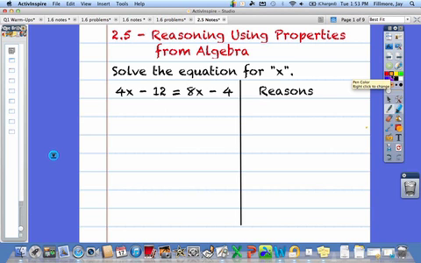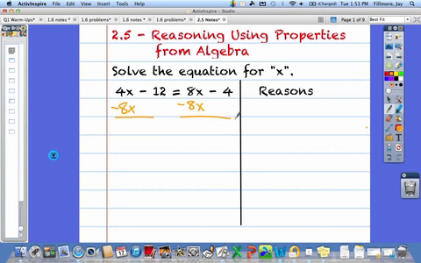So, first of all, let's start by solving the equation for x, and we're going to end up giving reasons or justification backing up what we did for why we did it. So here, to get x by itself, I'll start by subtracting 8x from both sides. If you do this in a slightly different order, you'll still get the correct answer.